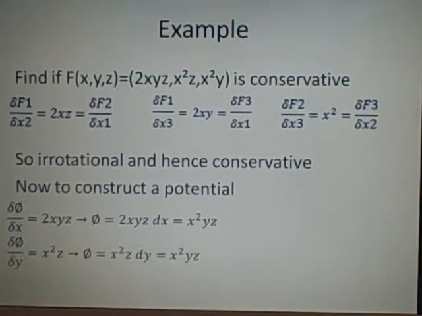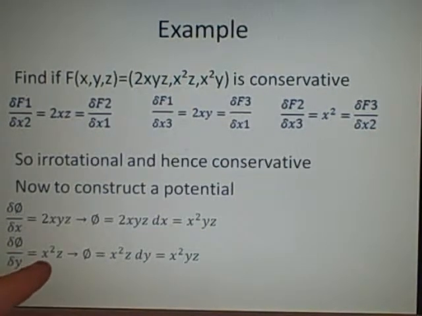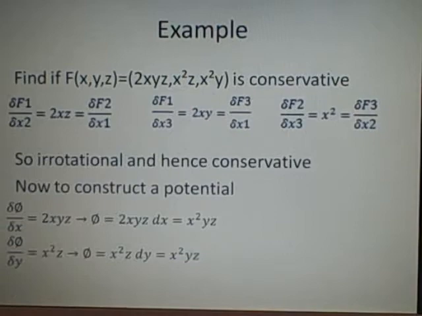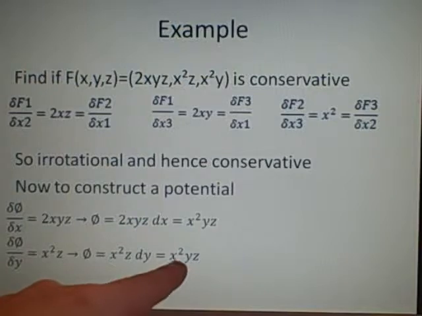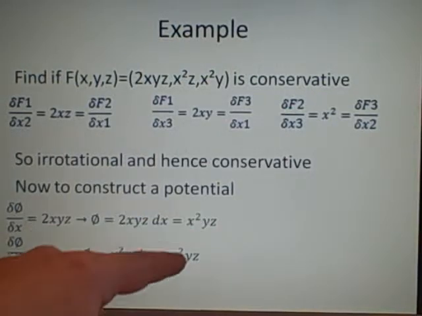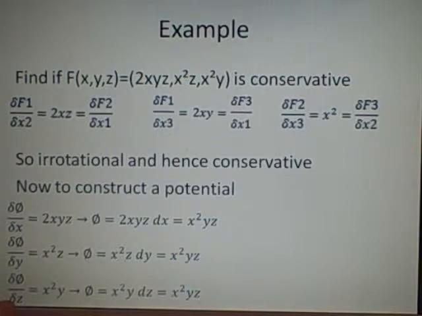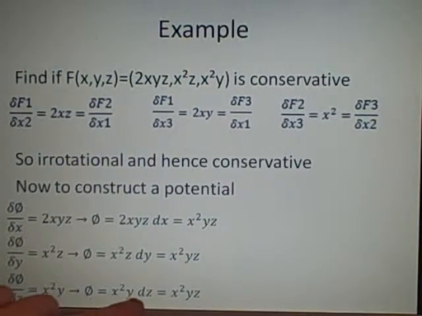Then we do the same for y, which is the x squared z here. It gives us theta equals the integral of x squared z dy, because we move the dy up and just leave the theta where it is. Integrate that and we get x squared yz. Have you noticed they're actually the same? And for the last one, with d theta over dz, it's x squared y, which is this part here, so theta equals the integral of x squared y dz. Integrate that, x squared yz.